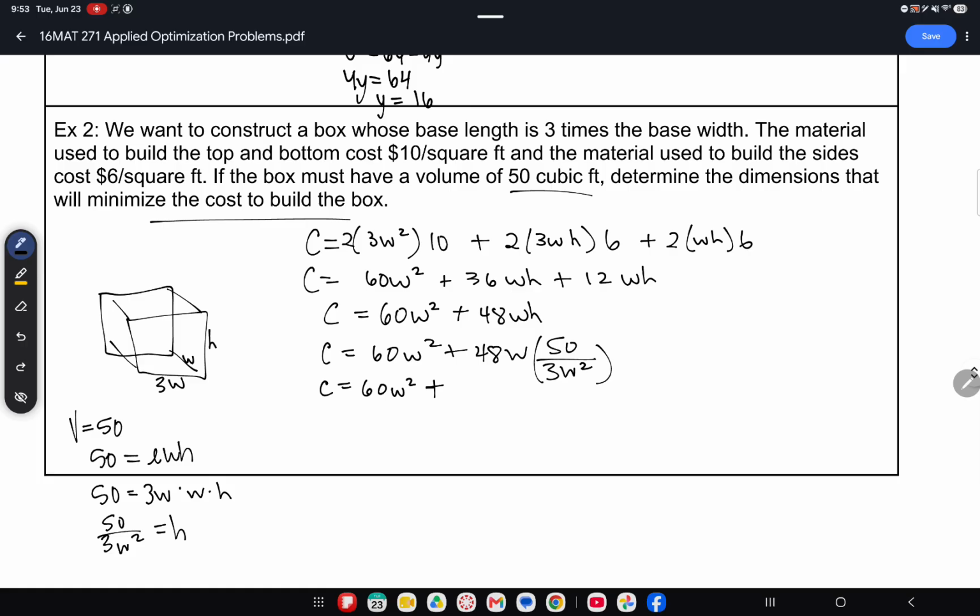Let's see. 48 divided by 3 is 16. What's 16 times 50? 16 times 5 is 80, so add a 0, so 800. And then W over W squared is over W. All right, so this is our cost function. And we want to find the minimum. So I need to find a critical value, right?